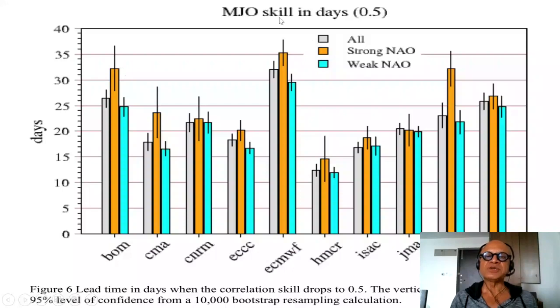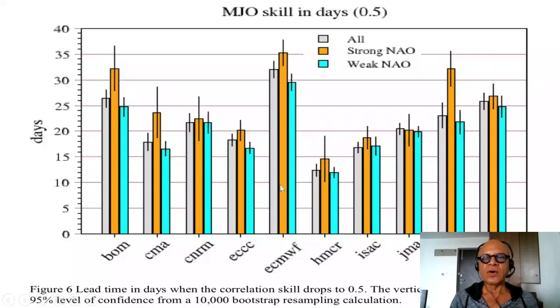This is just looking at MJO skill in days for all MJO events and strong NAO and weak NAO events, and you are looking at the lead time in days when the correlation drops below 0.5. The vertical bars represent 95% confidence level from 10,000 bootstrap resampling calculations. So the main point is confirmed from what Lim had confirmed statistically, and that is that the strong NAO has a higher skill at a longer lead time.